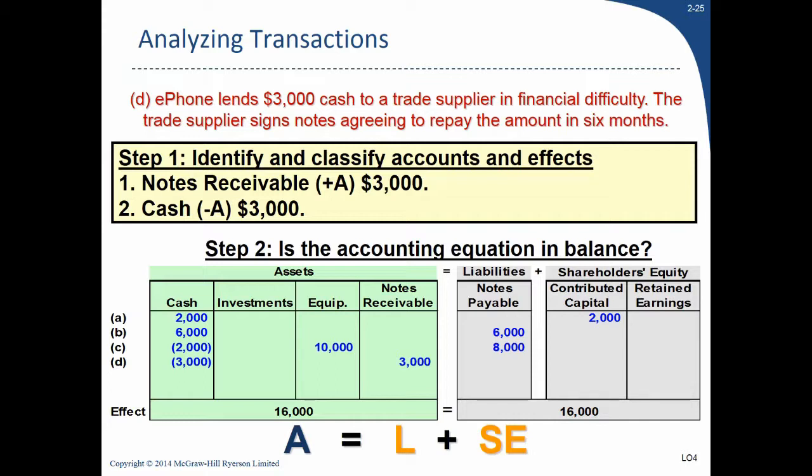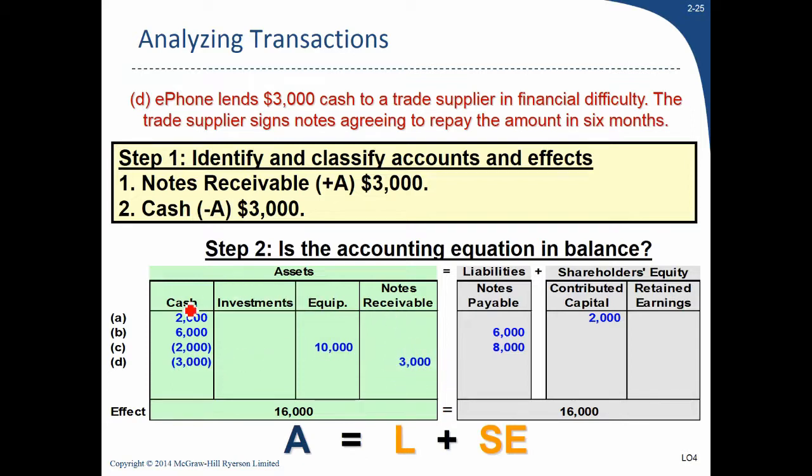So what are some examples? Or what's the classification of the accounts and effects? Well, our cash balance decreases by $3,000 because we're lending it to our supplier, but the supplier has legally promised us $3,000 in the future, okay? Because we're going to receive that money in the future, it's an asset. So our cash balance went down by $3,000. Our notes receivable went up by $3,000.